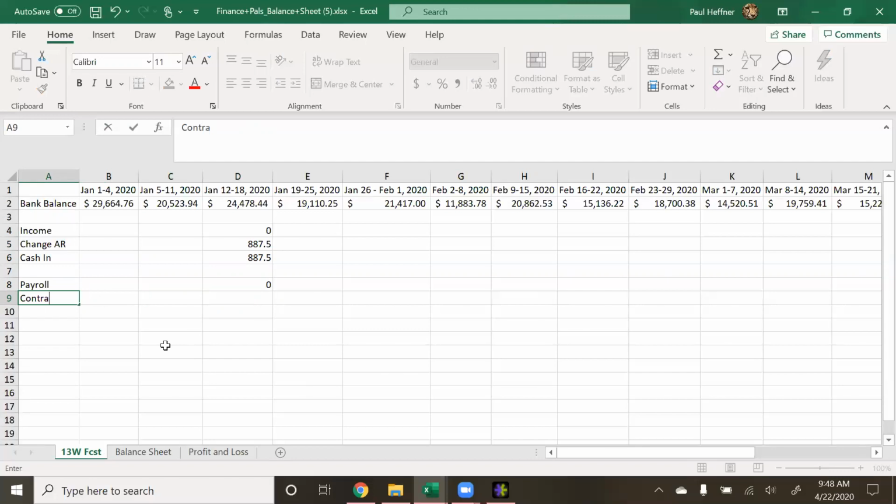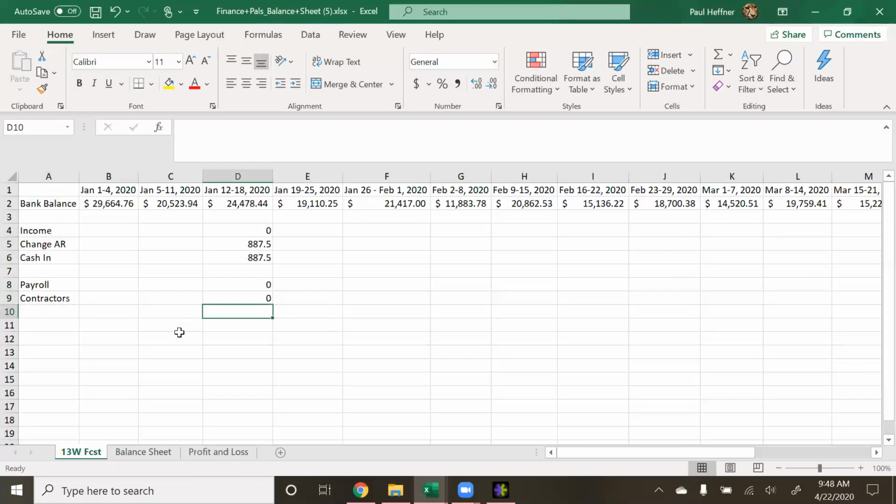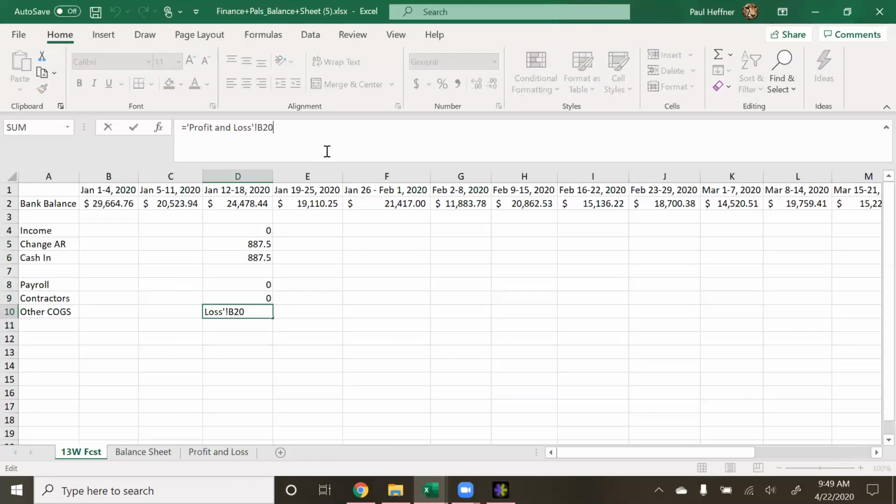Next line would be contractors, which is another big cost for us. And you can make these lines whatever you want them to be. I'm just doing what ours are for simplicity, and hopefully yours are similar. Then we'll have other COGS. I'm going to just subtract the lines above.